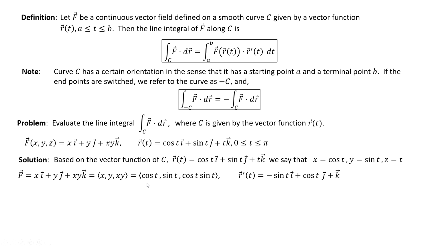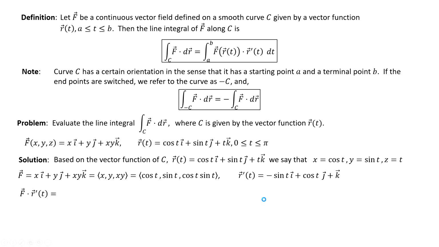Okay, cool. And R of t, we know. Can we figure out R prime of t? Notice, we needed F of R of t, and we now need R prime of t. Knowing R of t, all we need to do is differentiate each component with respect to t. Derivative of cosine t is negative sine t, derivative of sine t is cosine t, derivative of t is 1. So we got this.